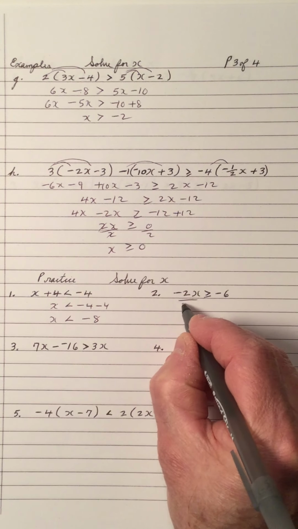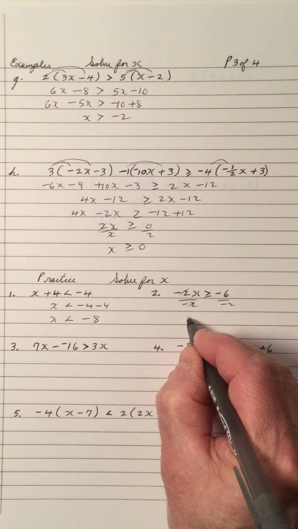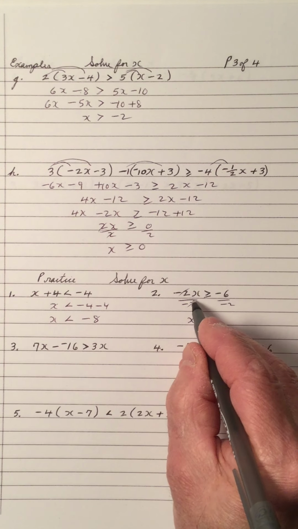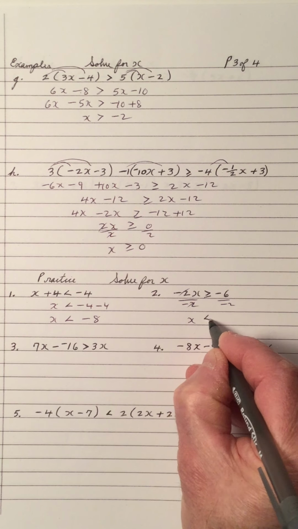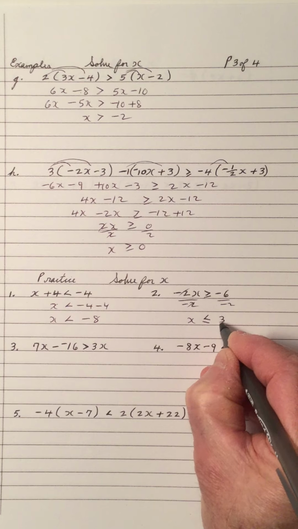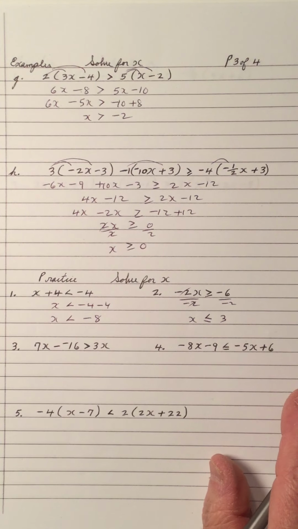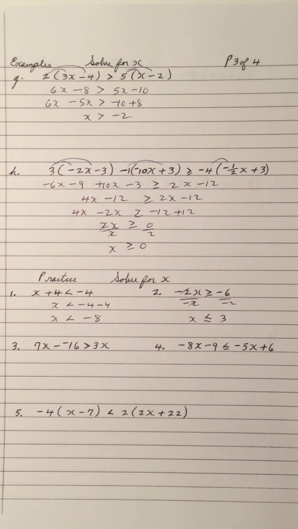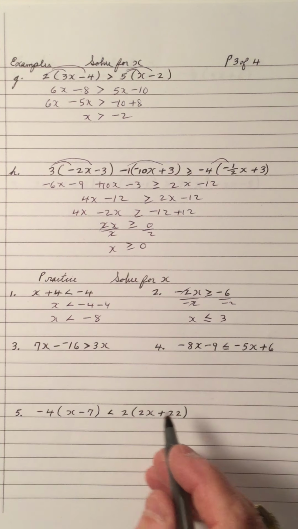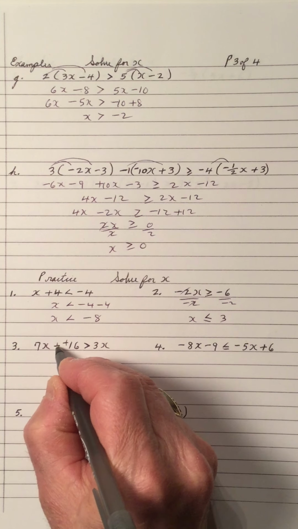And I divide both sides by negative 2. Negative divided by negative is positive, so I get a 1. And because I divide by negative, it changes direction. And negative divided by negative is positive, 3. Notice when you divide by negative, you change the direction. Greater than to less than, less than to greater than. Double negative, 2 negatives, change into a positive.